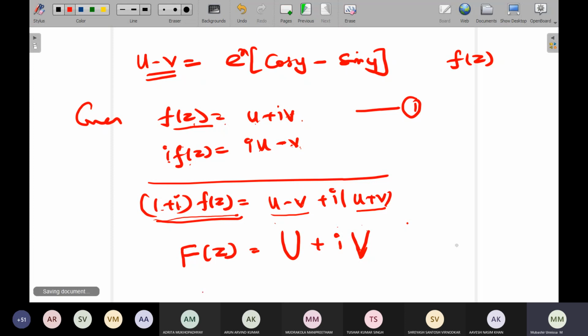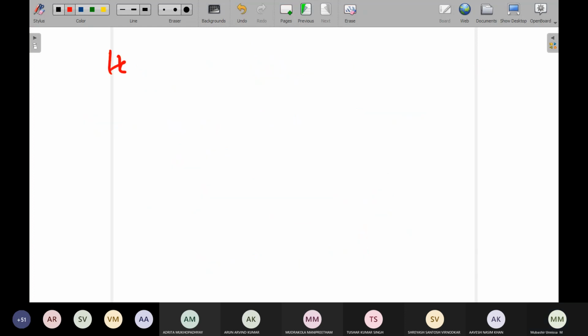Okay. Now tell me what is given in the problem. Real part, capital U. What is capital U according to F of z? Real part is given. Now you can do the problem as such, using the real part, and then replace back to this form. So here capital U equals small u minus v, which equals what? What is given? e power x into cos y minus sin y.